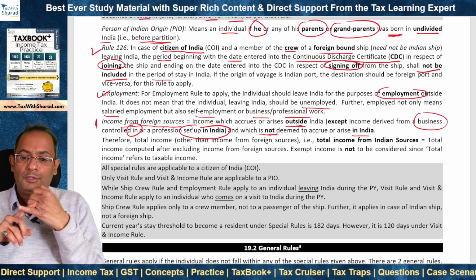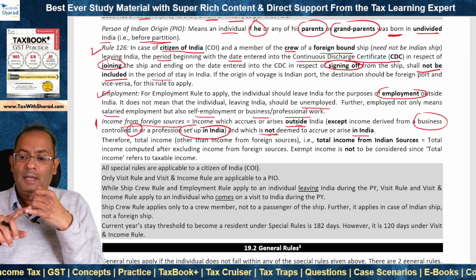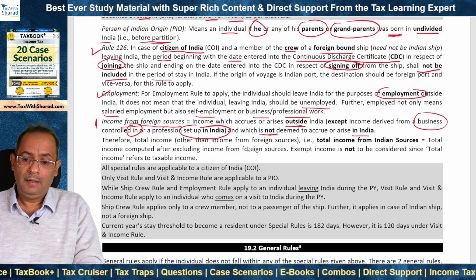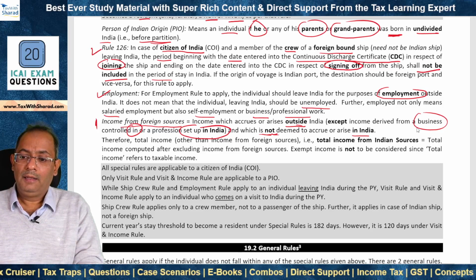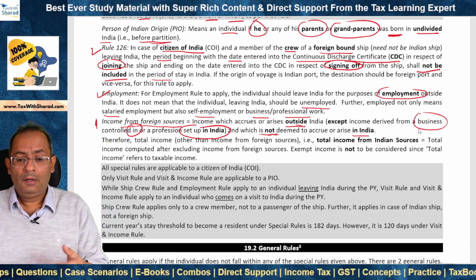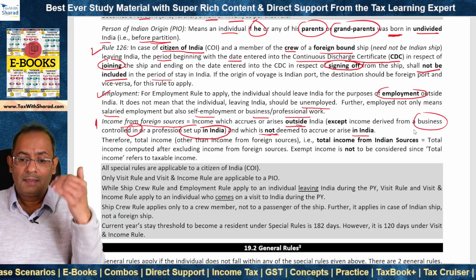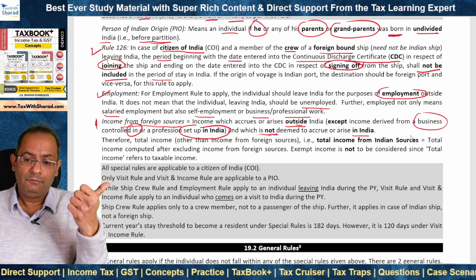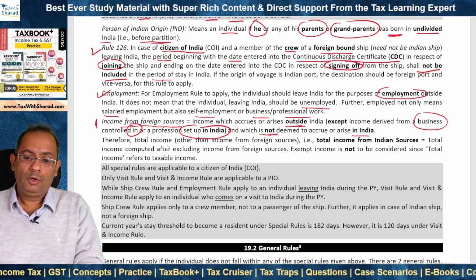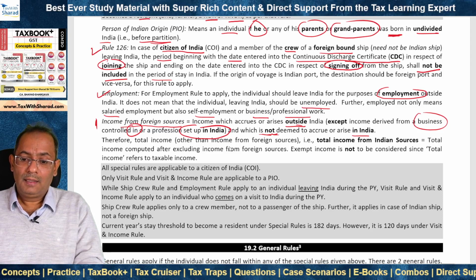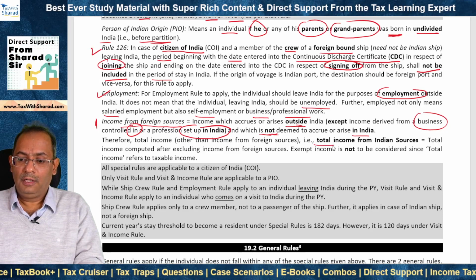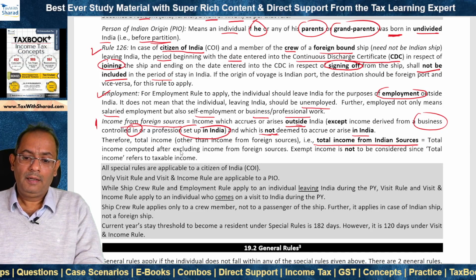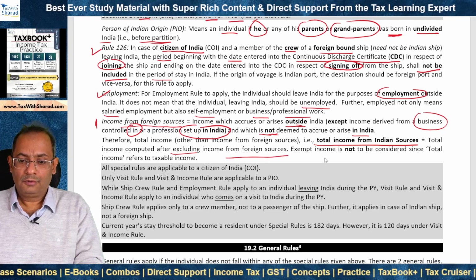Okay, so income from foreign sources means income which accrues or arises outside India and which is not deemed to accrue or arise in India. However, the income derived from a business controlled in India or a profession set up in India is considered as income from Indian sources, not income from foreign sources. Therefore, total income, which is other than income from foreign sources, can also be referred to as total income from Indian sources. And this is the total income computed after excluding income from foreign sources.